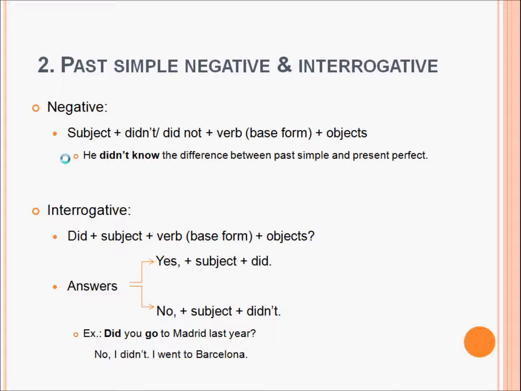The past simple interrogative. Did plus subject plus verb in base form plus object. And the answers, if the answer is positive, yes plus subject plus did. And if the answer is negative, no plus subject plus didn't. For example, did you go to Madrid last year? No, I didn't. I went to Barcelona. If the answer were positive, we'd say, yes, I did.